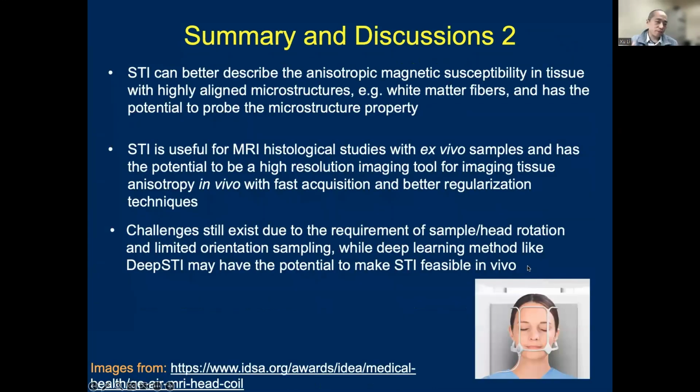So as a summary, I think I've shown you that the STI can better describe the anisotropic magnetic susceptibility in white matter. It can be used as an MRI histological tool for ex vivo studies, especially when we can push to high resolution. And it may have potential for high resolution imaging of tissue anisotropy in vivo if we have a fast acquisition and better regularization approach, such as shown in the deep STI work.